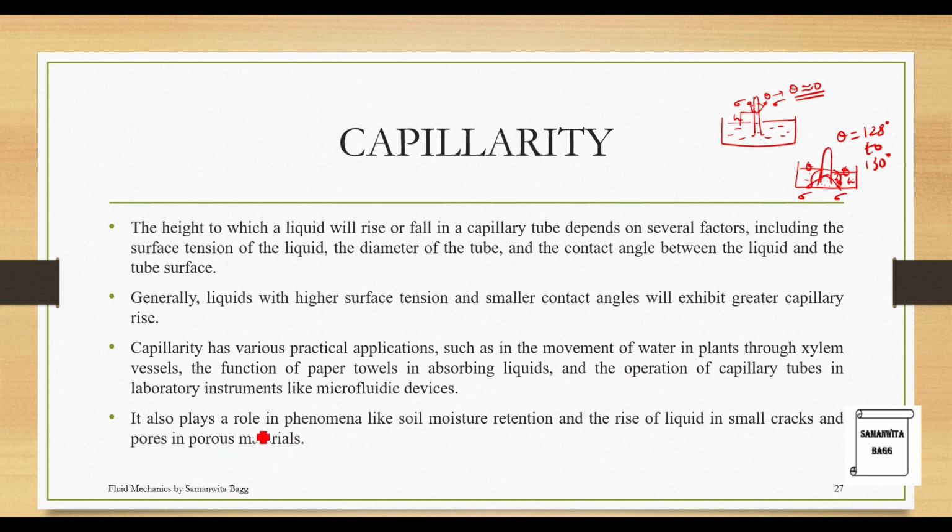It also plays a role in phenomena like soil moisture retention and the rise of liquid in small cracks and pores in porous materials. This is also something that you must have seen, that if a particular surface has cracks, then the fluid, because of capillarity, flows through that crack and it moves forward. So these are some practical applications of capillarity which you see in day-to-day life or you can see in nature.